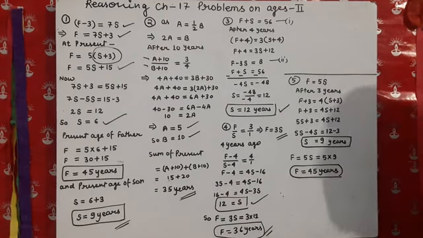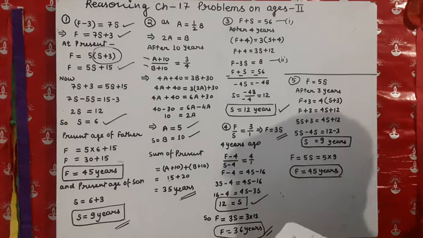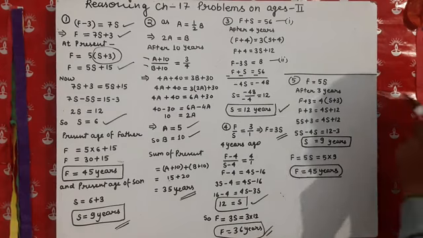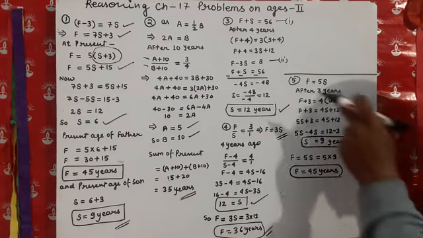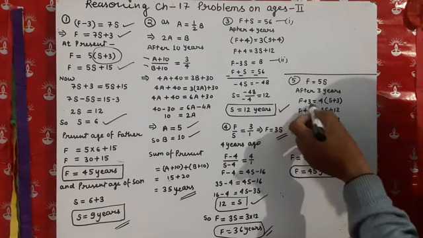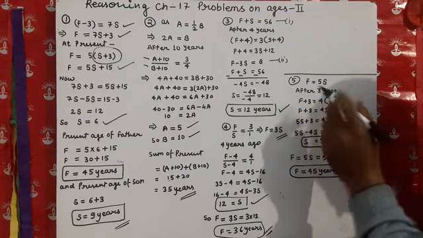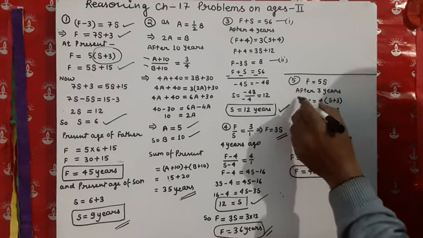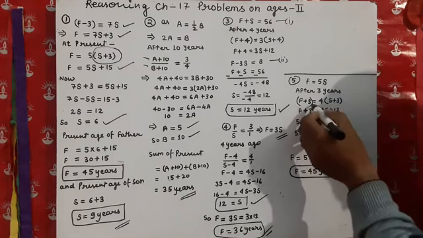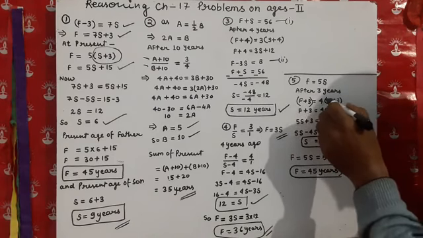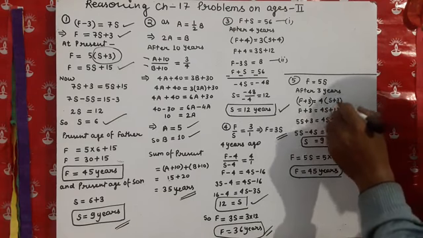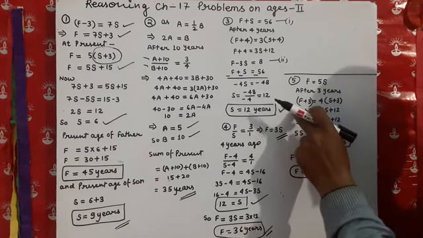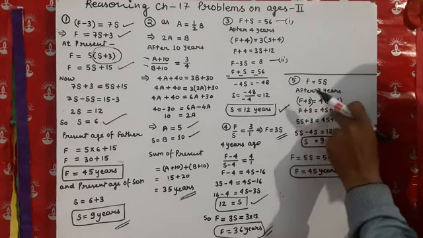Now going to question number 5. Again the question is saying that at present the age of the father is 5 times the age of his son. So f is equal to 5s. After 3 years, f becomes f plus 3 and s becomes s plus 3, and according to the question, after 3 years the father's age is equal to 4 times the son's present age. So after 3 years the son's age is s plus 3. Now f plus 3 is equal to 4s plus 12.